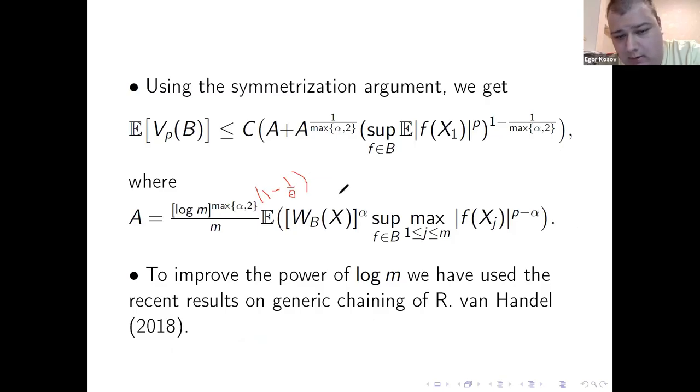I recall that in the result that I have stated, there should be 1 minus 1 over theta, where theta is the parameter of convexity. And this bound is valid for any B, not necessarily convex. So how to achieve this minus one over theta? I use the recent development of the generic chaining technique due to Ramon van Handel. From his work, he developed some ideas in this technique, and it seems to make it possible to simplify some of Talagrand's arguments. So here is the brief idea of the proof.